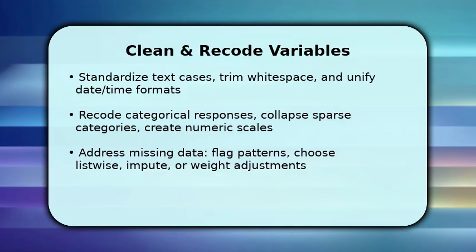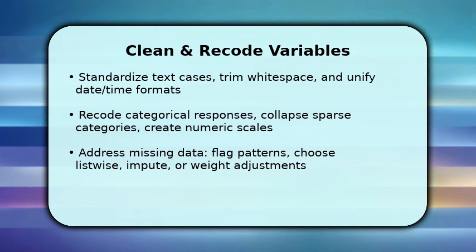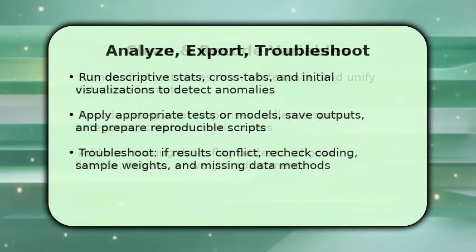Once variables are stable, assess missingness. Look for patterns by group and variable. Decide whether to use listwise deletion, simple imputation, or weighting adjustments, and document that choice. These middle steps create analyzable variables and finish by turning cleaned variables into actionable findings.